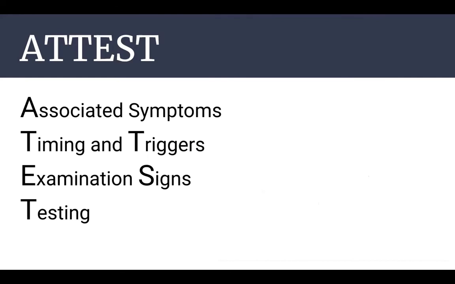All right, so the ATTEST algorithm is one really helpful way for you to approach every patient that comes in with dizziness. A, you want to ask for associated symptoms. T is the timing and triggers. You want to ask about the timing of onset and anything that might trigger the symptoms. You're going to look for specific examination signs, and then you're going to think about testing that you might want to do. So let's go through each portion.